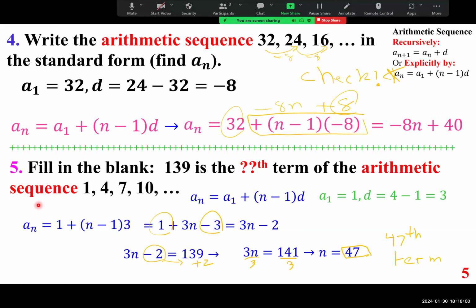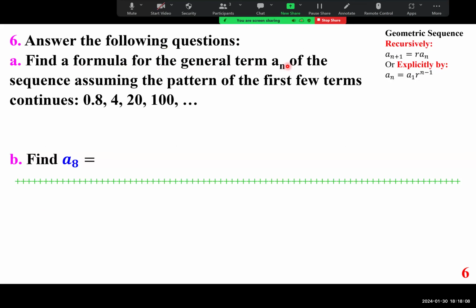Answer the following question. Find a formula for the general term A sub n of the sequence, assuming the pattern of the first few terms continues. Again, reminding you, the geometric sequence is in this format. We've seen it many times by now. We want to see if it's a geometric sequence or not. All you have to do is divide 4 by 0.8, divide 20 by 4, divide 100 by 20, and do they all give you the same? Obviously, 100 divided by 20 is 5, 20 divided by 4 is 5, 4 divided by 0.8 is 40 divided by 8, it's also 5.